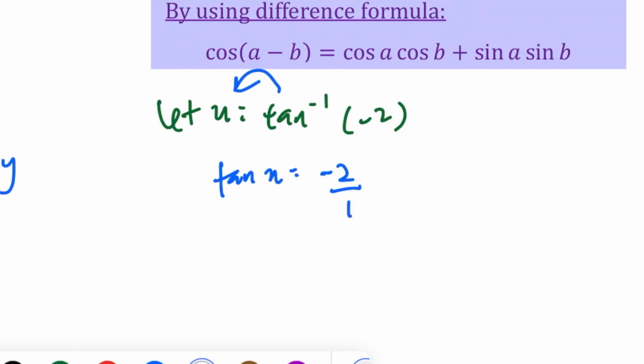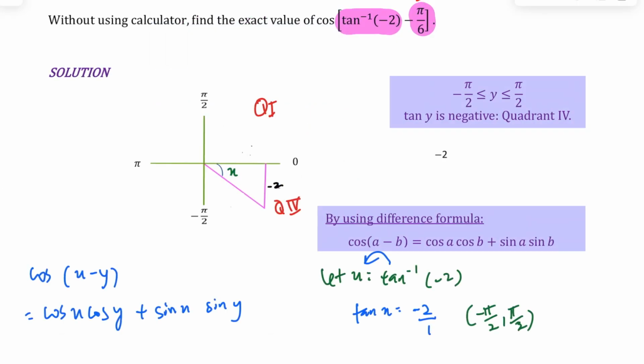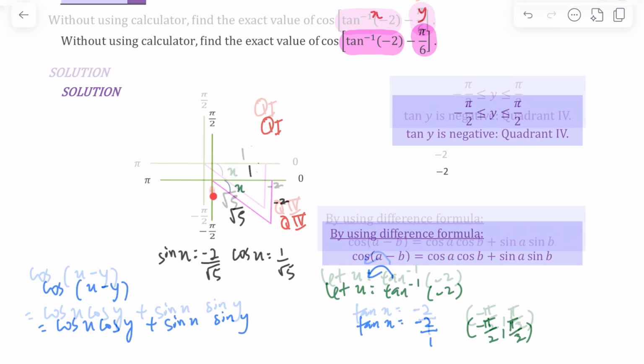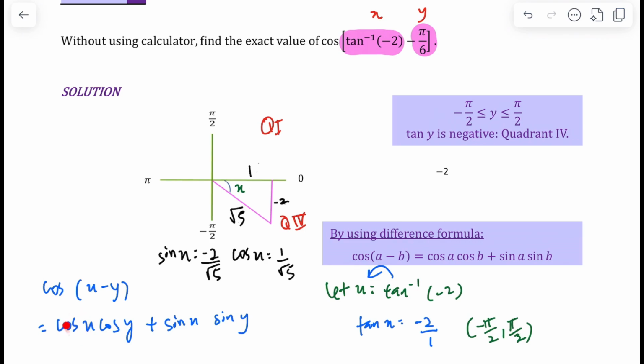So now we need to utilize the quadrant drawing here. You only have two options, whether you are in quadrant 1 or quadrant 4. Tangent is negative, so definitely you are in quadrant 4. Let's put in our value. Tangent x is -2 over 1, opposite over adjacent. So then you can build up your hypotenuse using Pythagorean theorem. It will be root 5. So this is your triangle here. From the table here, you can read what value you want, cos x and sin x, which is cos x is 1 over root 5 and sin x is -2 over root 5.